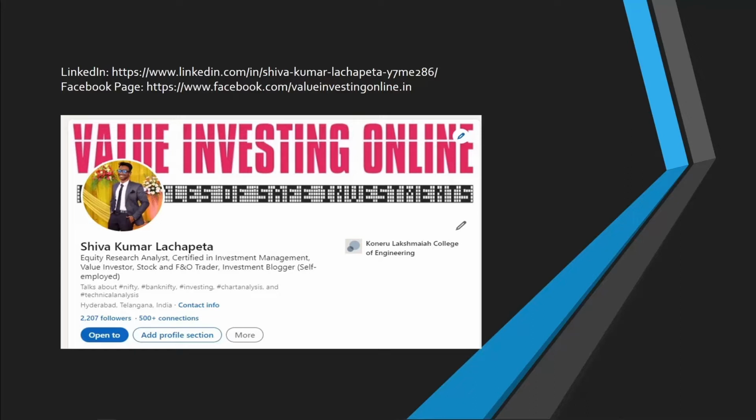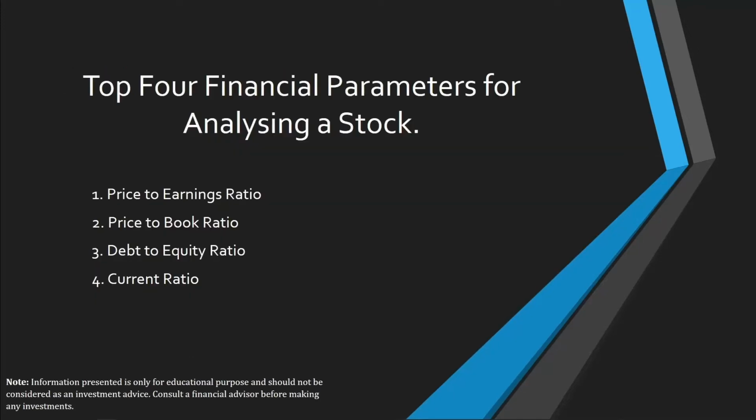This video is for beginners in the stock market and people who want to know about stock market investments. In this video, we shall discuss fundamental analysis and the top 4 financial parameters for analyzing a stock. Number 1. Price to earnings ratio. Number 2. Price to book ratio. Number 3. Debt to equity ratio. Number 4. Current ratio.